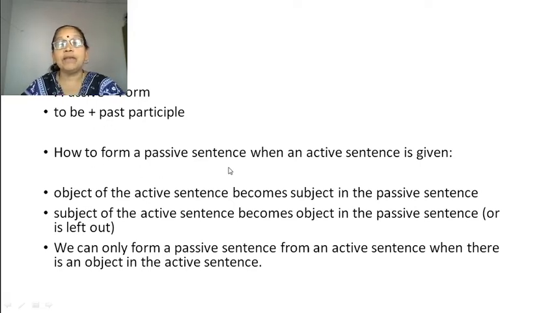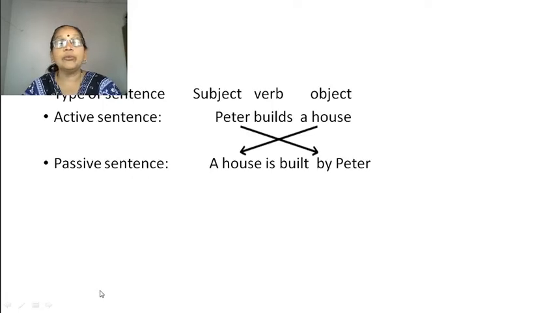How to form a passive sentence when an active sentence is given? The object of the active sentence becomes the subject in the passive sentence. The subject of the active sentence becomes the object in the passive sentence. Just now I told you about this. So how does it change? This is the example. Here the active sentence is: Peter builds a house. How do you change this into passive? A house is built by Peter.